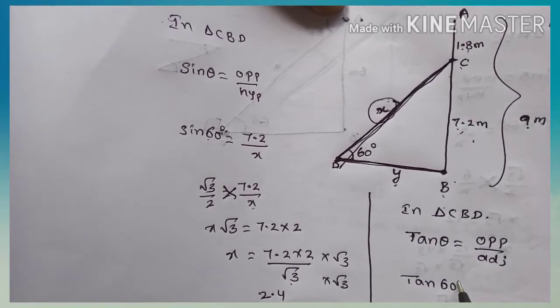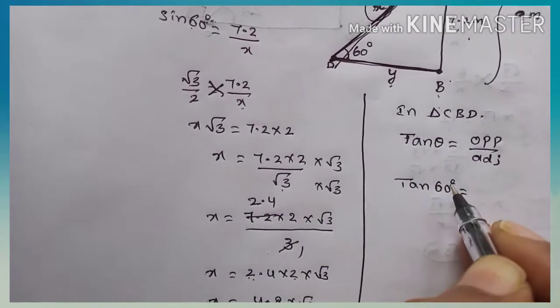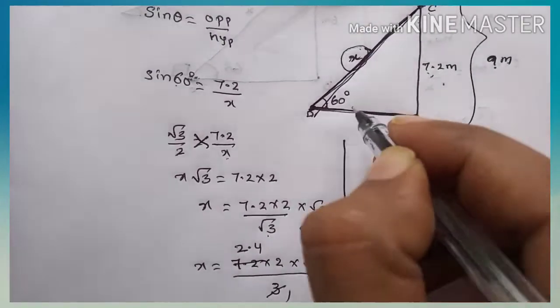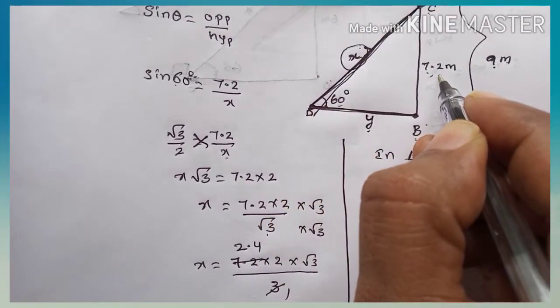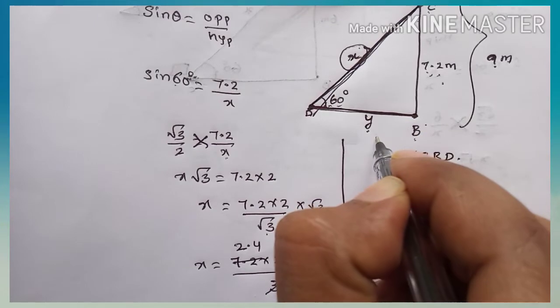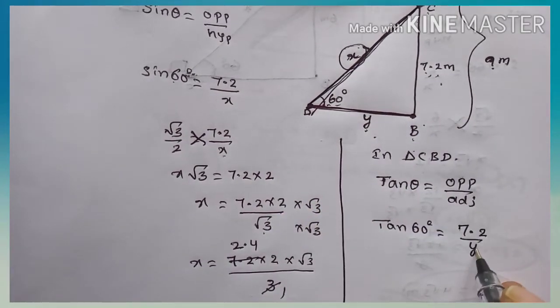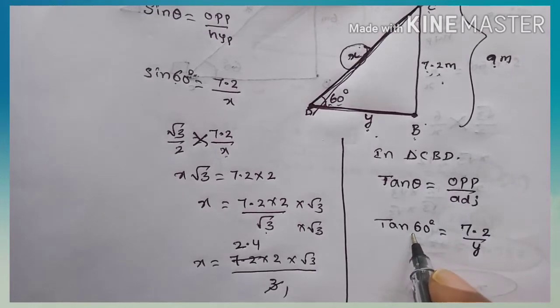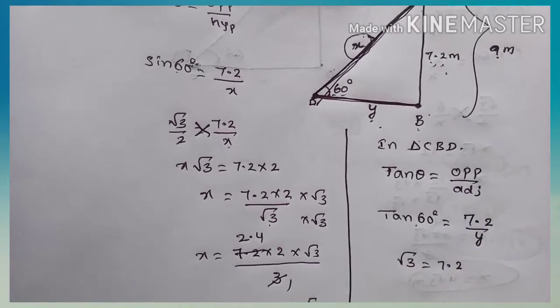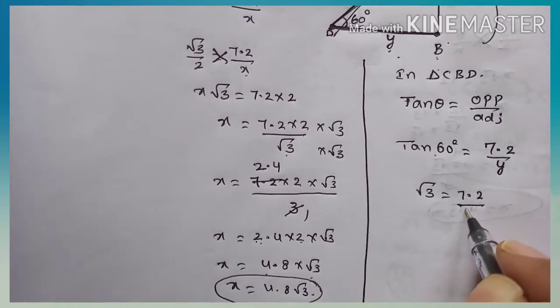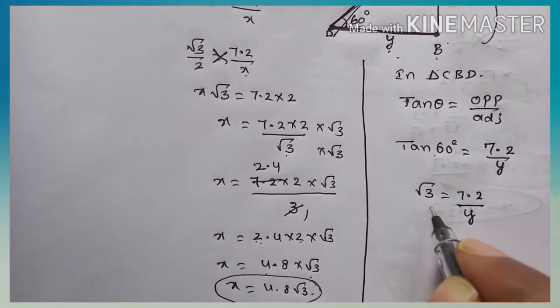Tan theta is equal to opposite side by adjacent side. For this angle, the opposite is 7.2 and the adjacent is y. So opposite 7.2 by adjacent y. Tan 60 value is equal to root 3, which is equal to 7.2 by y. Now this y you have to calculate.